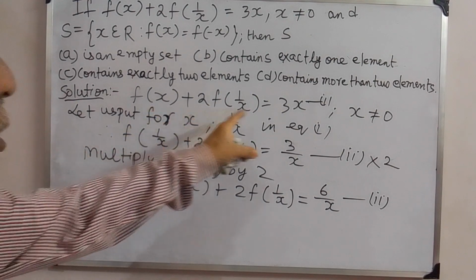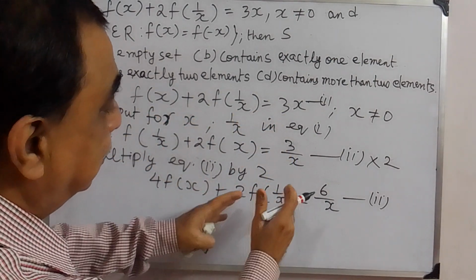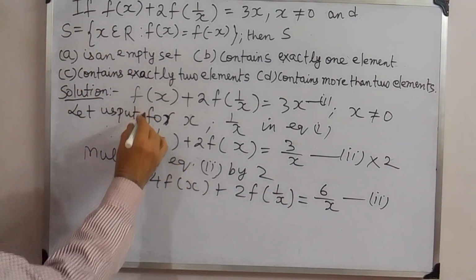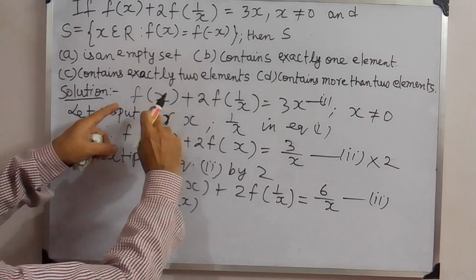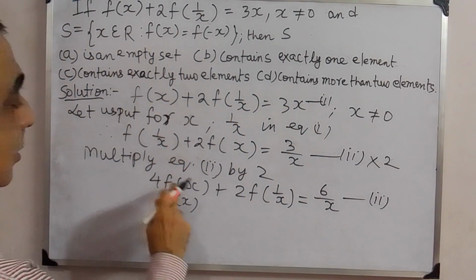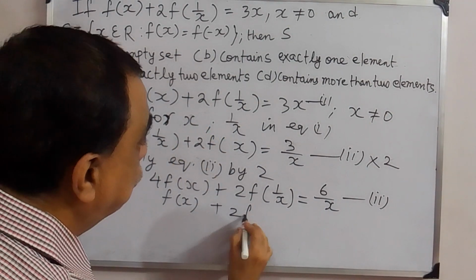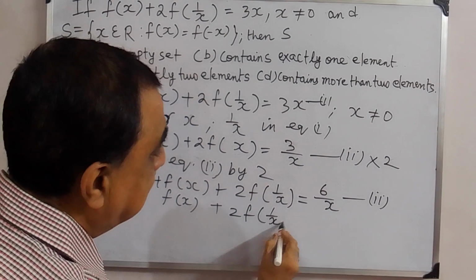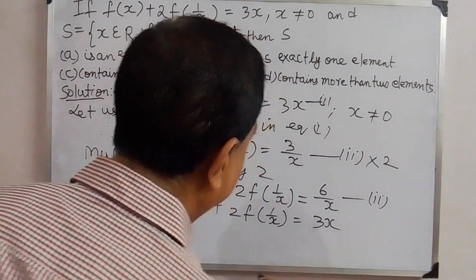And I write the first equation below it, like terms below like terms. I am copying the first equation below the second equation: f(x) below 4f(x), plus 2f(1/x), equals 3x.